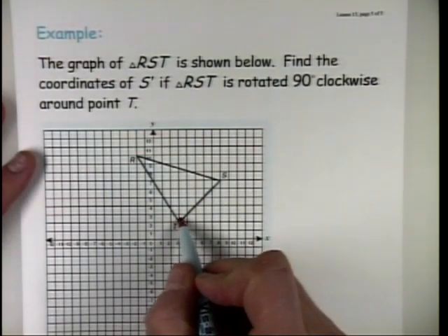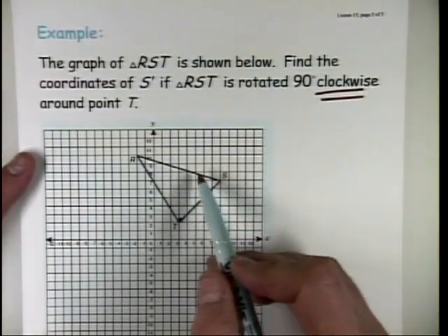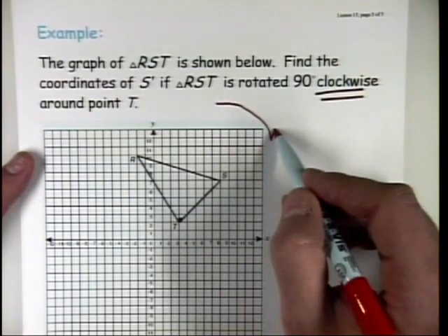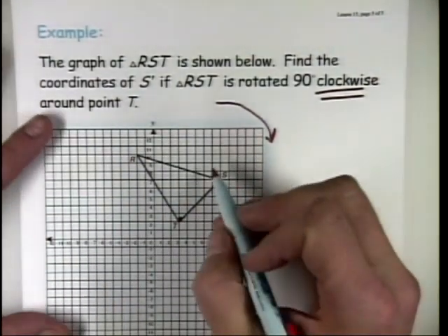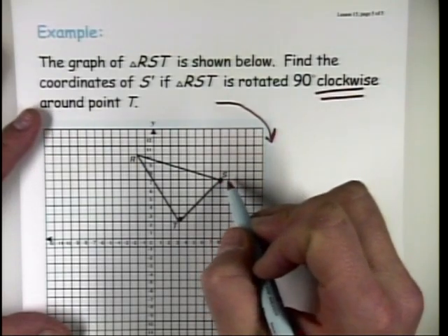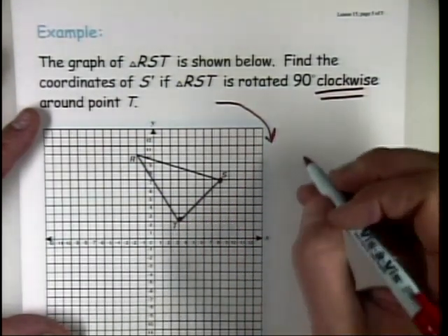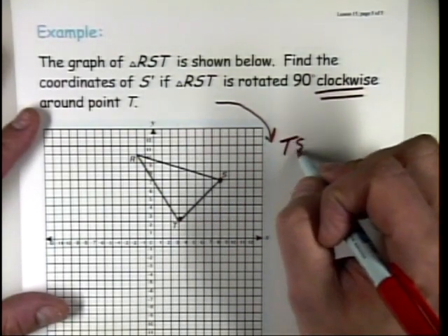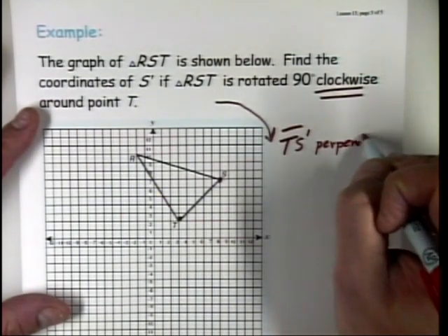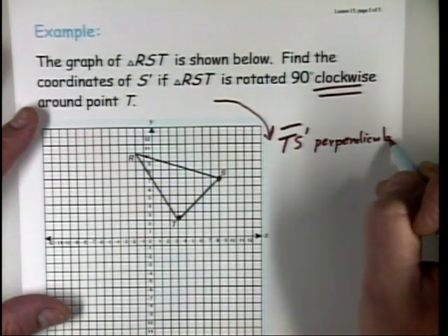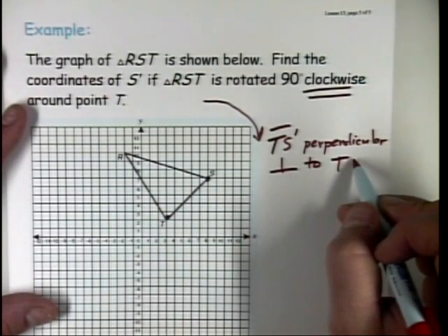Okay, so here's point T right here. I want to rotate clockwise, that's important, 90 degrees, so I'm rotating it this way. I'm just going to draw a little arrow up here to help me remember that. And this is my pivot point, basically. Well, I need to figure out where point S goes. So if this line here is rotated 90 degrees, the new line segment is going to be TS prime. That's my new line segment, and it should be perpendicular. If you remember, perpendicular has a symbol like this. It should be perpendicular to my original segment, TS.